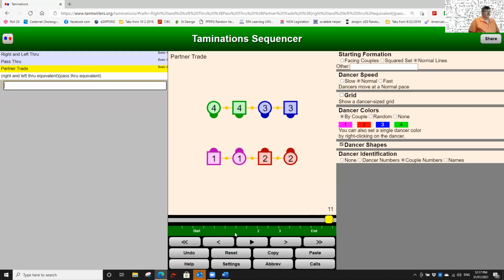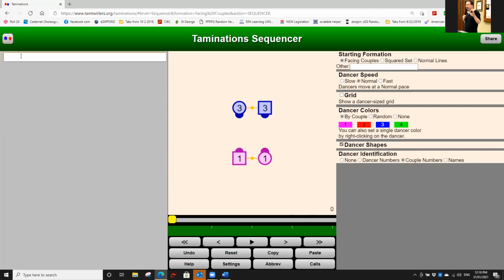You said right and left through pass through does the same as a partner trade. What's another partner trade equivalent? I'm thinking trade by, but yeah, in a way you're not that far off. I'll just tell you the answer, just because it's not on the tip of your tongue. It's just a good one to memorize. A right and left through and a pass through is the same as a square through 3. Oh, okay.